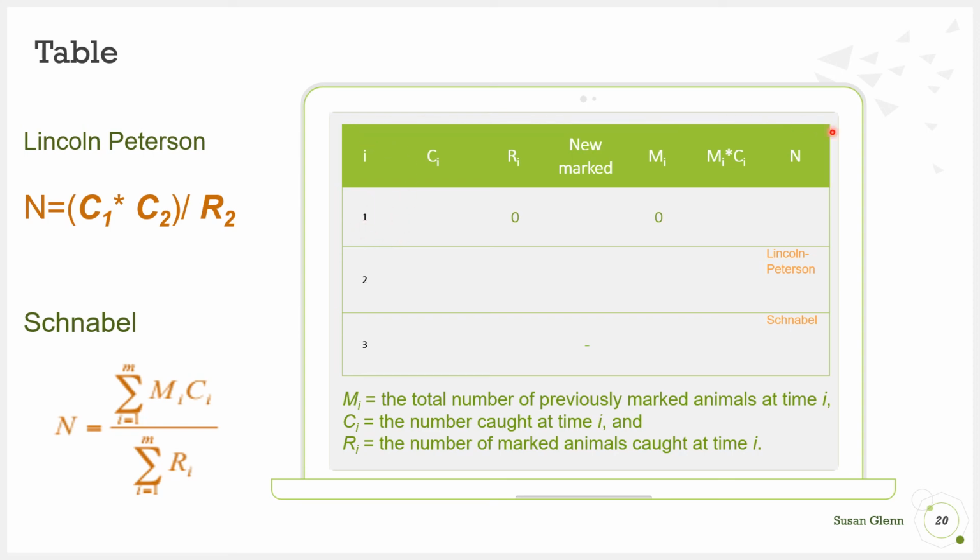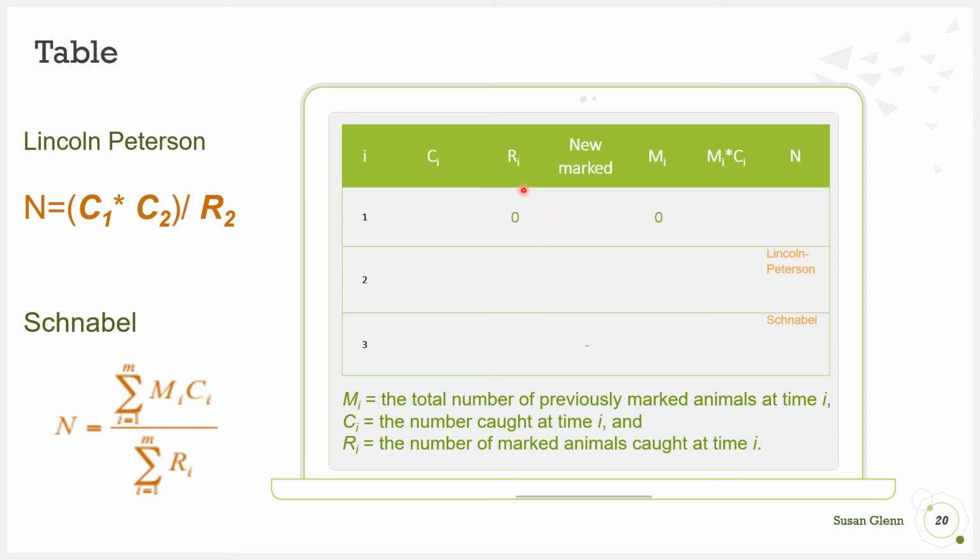This is how I would set up the data set in Excel. I would have a column for samples 1, 2, and 3. I would have a column here for how many you caught in each sample. So C1 is how many you caught in the first sample, C2 is the number in the second sample, C3 is the number in the third sample.